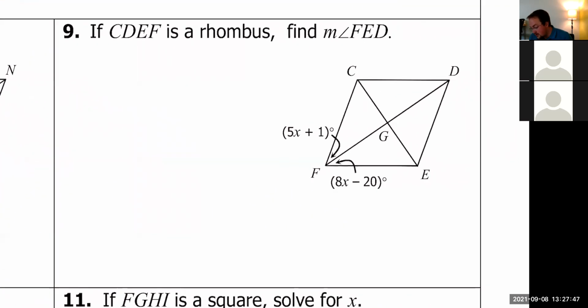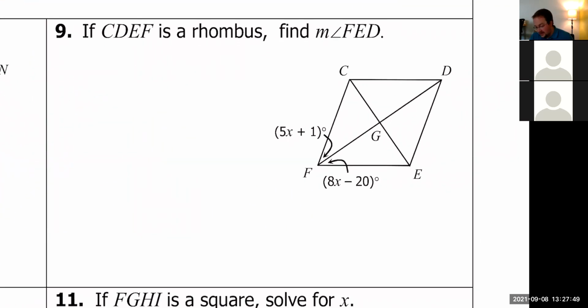Number 9, another rhombus, this time working with angles. We're looking for the measure of angle FED. Probably gonna have a little bit of work to get there because it's all the way over here in this corner and I have no information for it yet. But if I can work out what X is, I'll be able to work out something about this other corner in the rhombus. So that's gonna be my main goal, find X.